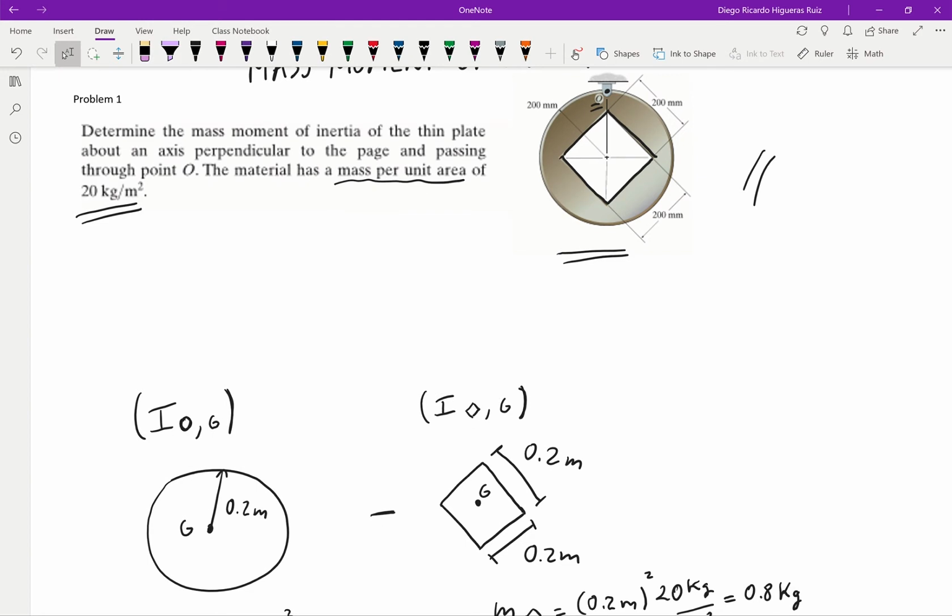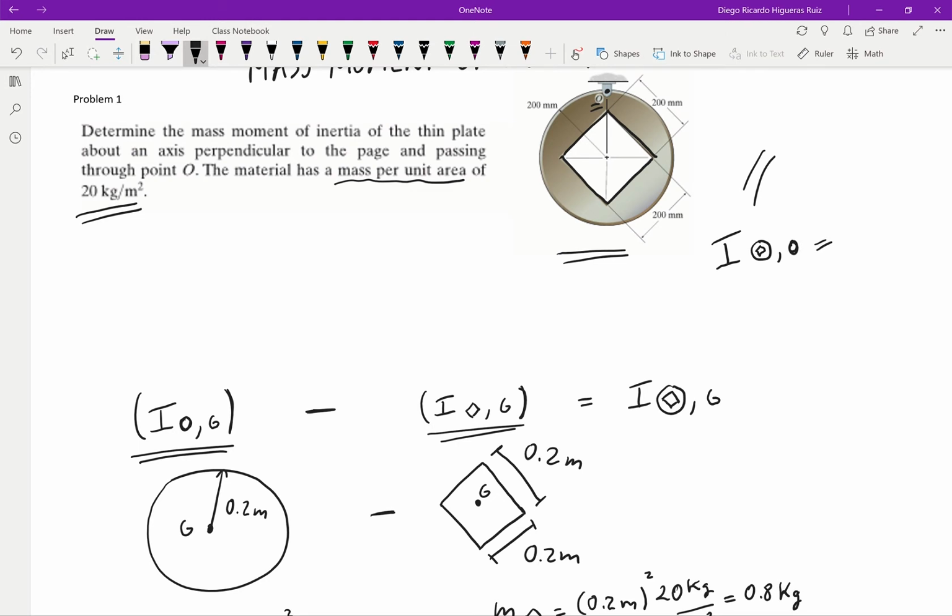So what we're gonna do next: the mass moment of inertia of this given geometry respect point G is gonna be equal to the mass moment of inertia of the plate respect G minus the mass moment of inertia of the square respect G. However, what we need to find in this problem is the mass moment of inertia of the given geometry respect point O.